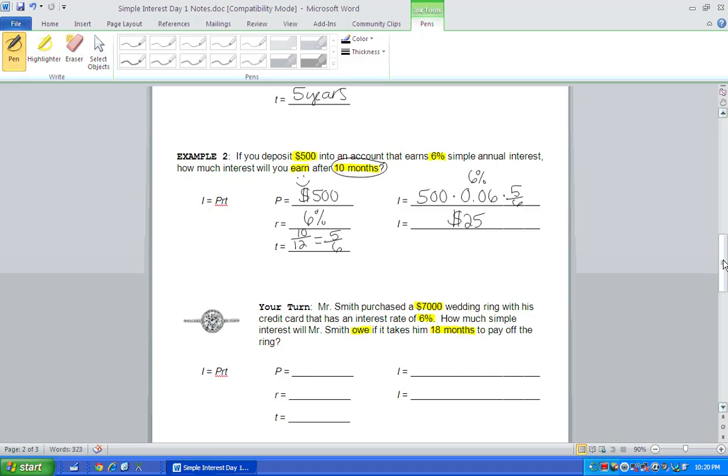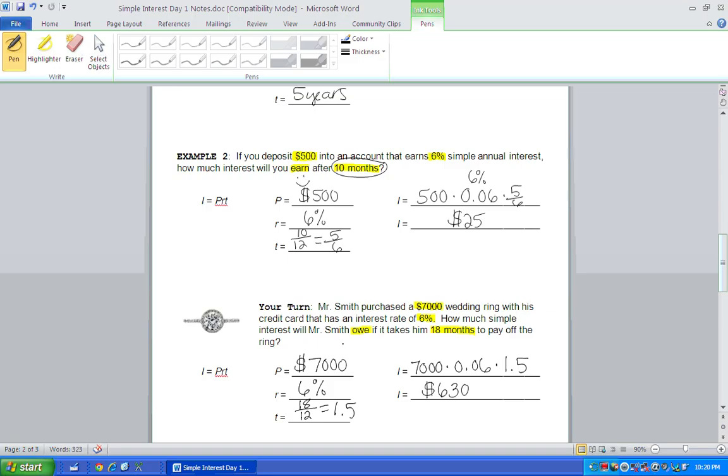Now, the principal, or the amount borrowed for this situation: Mr. Smith borrowed $7,000 for a wedding ring. That is a nice wedding ring. That's a beaut. All right, the rate is 6%, and the time, 18 months. So 18 months out of 12 months, because there's 12 months in a year, that would be 1.5 years. So to find the interest, we're going to multiply principal times rate times time. And the interest here would be $630.